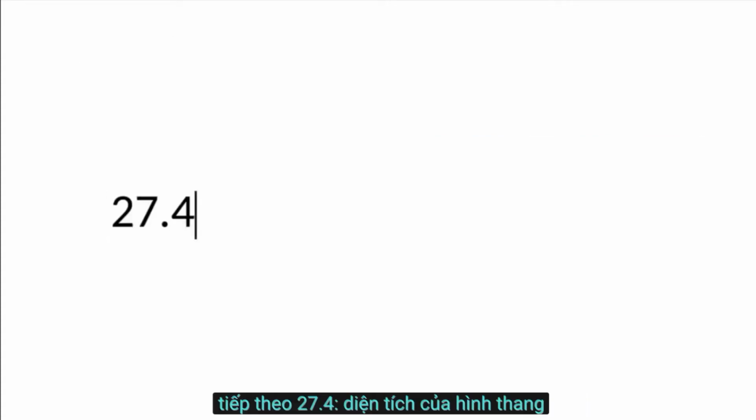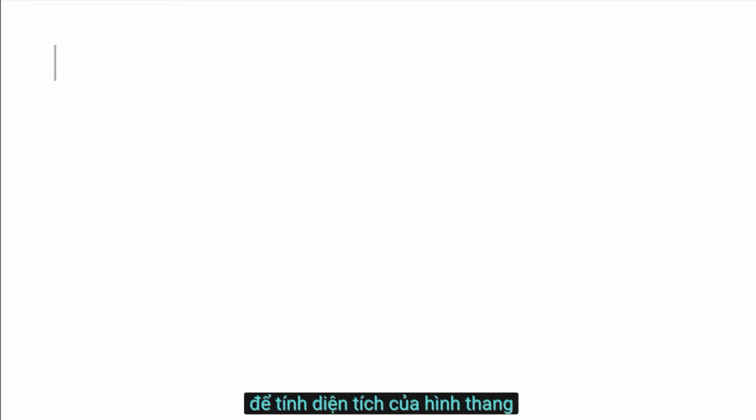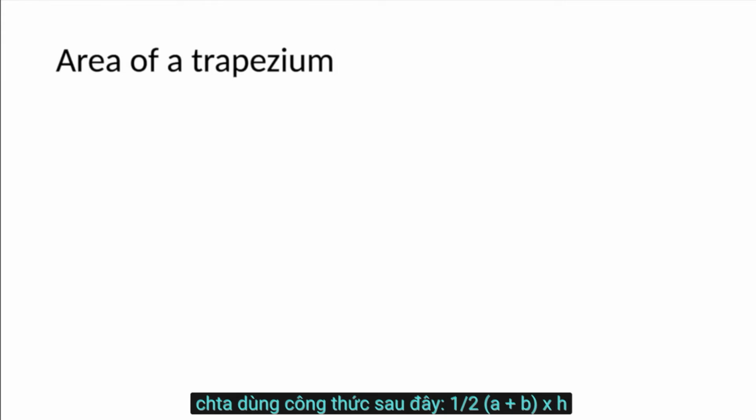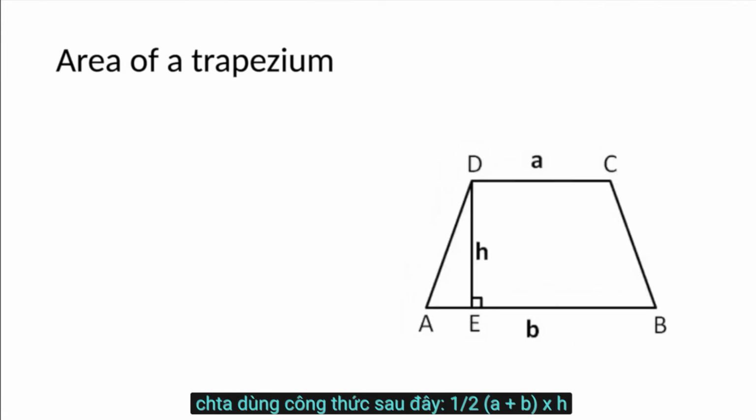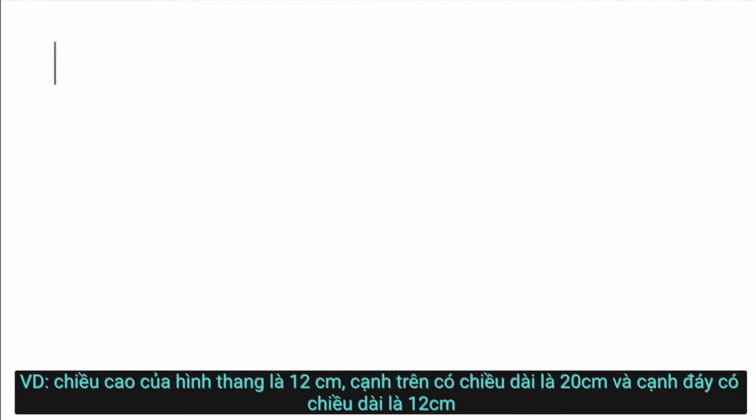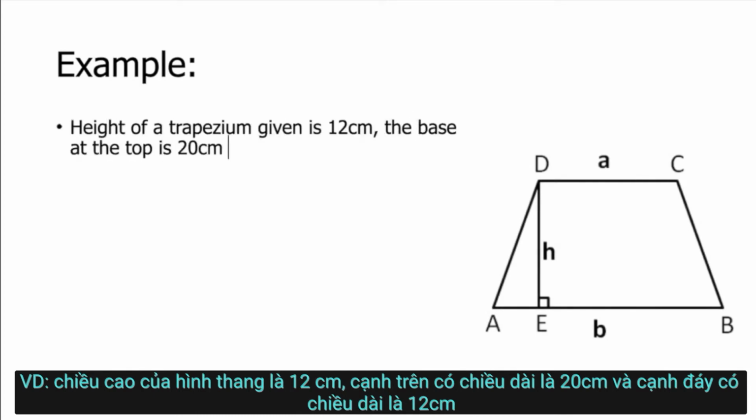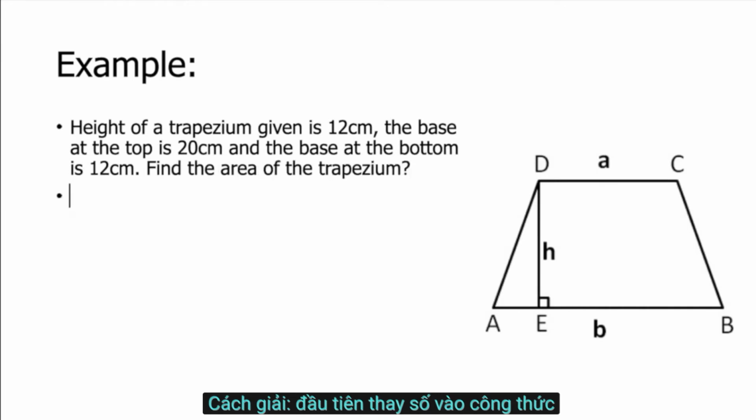Next, 27.4, area of the trapezium. In order to calculate the area of the trapezium, we use the following formula: 1 over 2 multiplied by A plus B and multiplied by the height. H is the height of the trapezium, A is the top base and B is the base at the bottom. For example, the height of the trapezium given is 12 centimeters. The base at the top is 27 centimeters and the base at the bottom is 12 centimeters. Find the area of the trapezium.